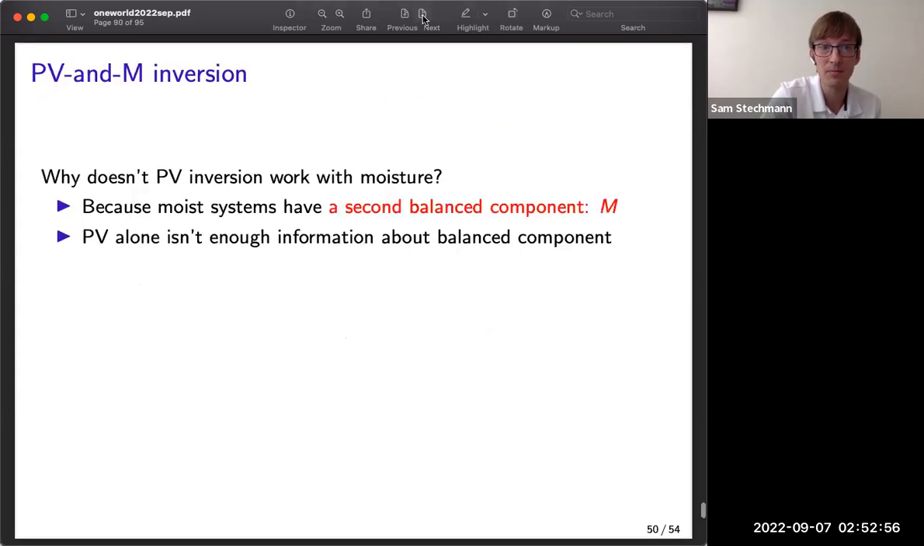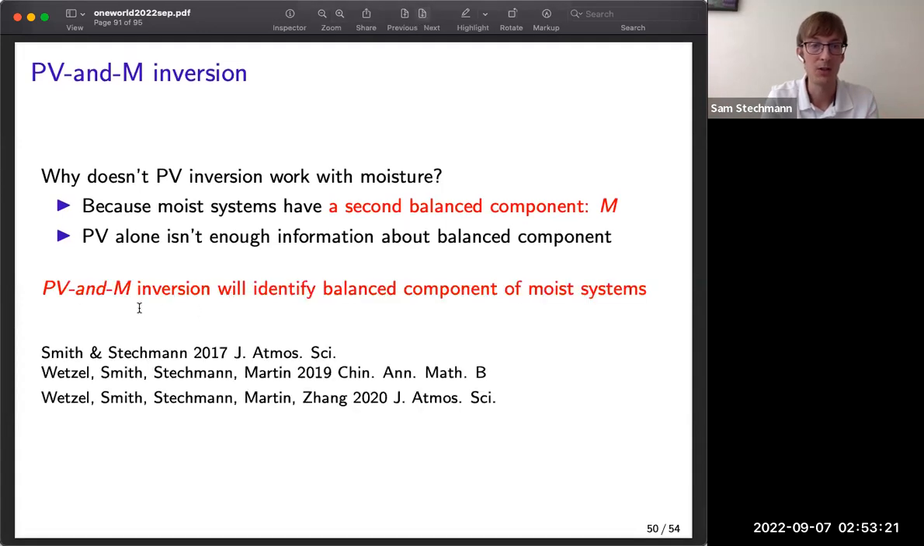So what was missing is the M piece. You can't do PV inversion by itself because moist systems have a second balanced component. So the PV by itself is not enough information to obtain the balanced part of a moist system. But if you have PV and M, then you can do PV and M inversion.